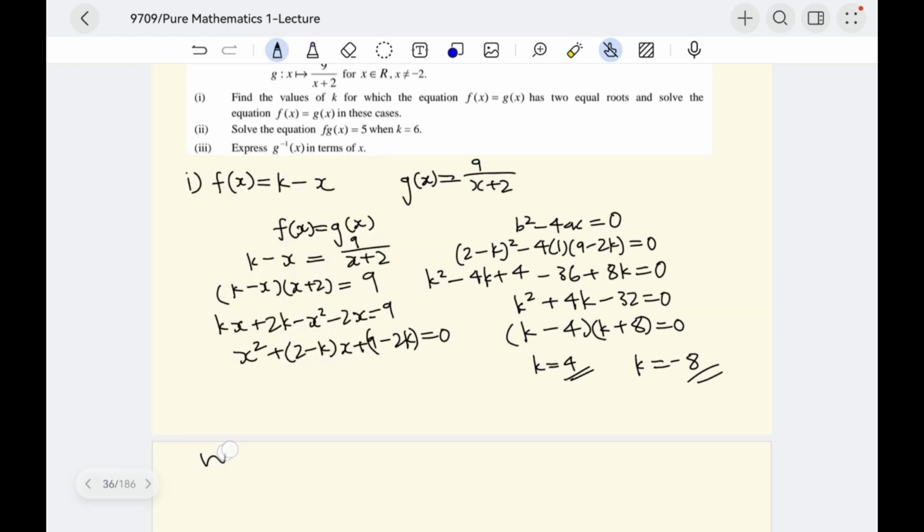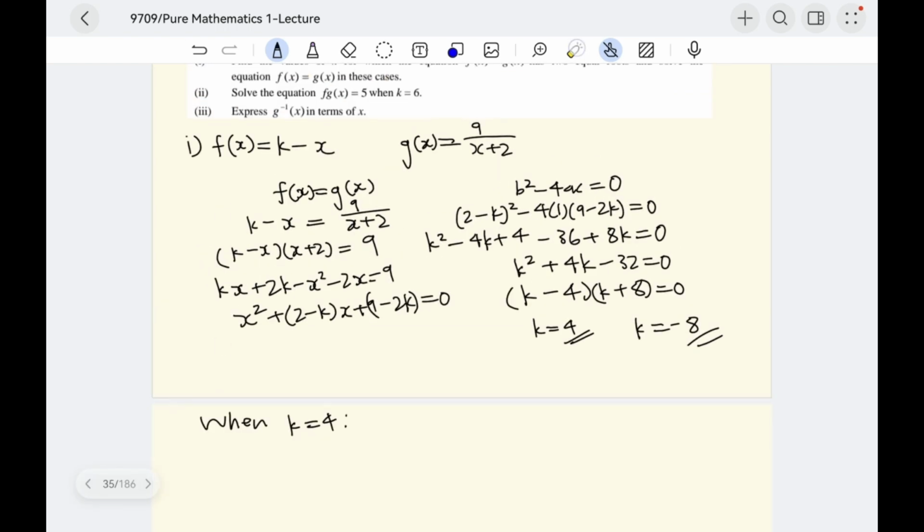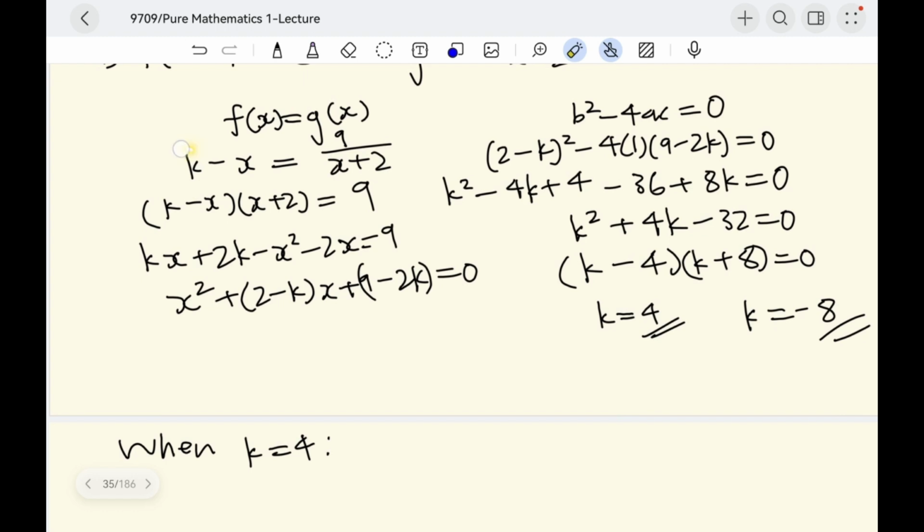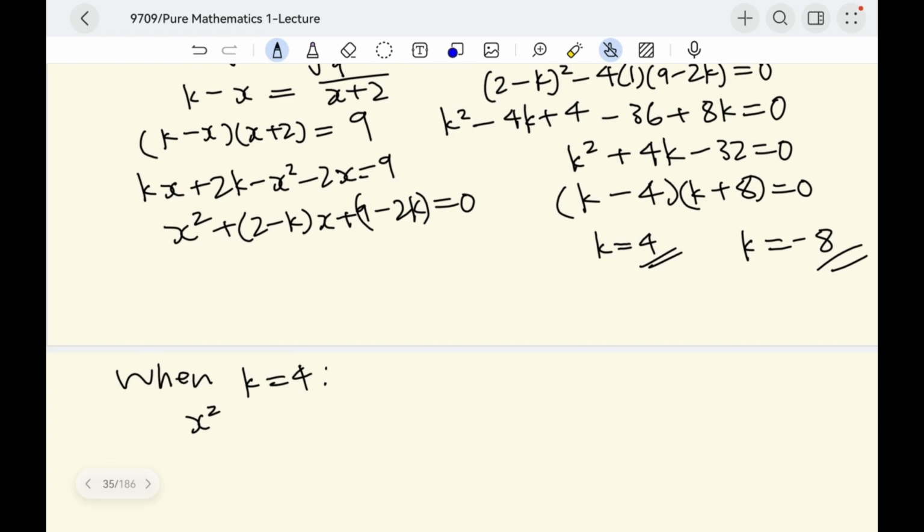So for the case when k equals 4, most of you will substitute k inside here, then you are going to re-expand again. But I do not recommend you to do this. Instead, you can directly substitute your k inside this quadratic equation that equals 0. So 2 minus 4 is negative 2. I may write the full workings for full guidance for understanding.